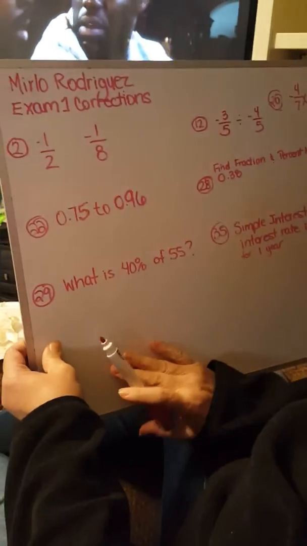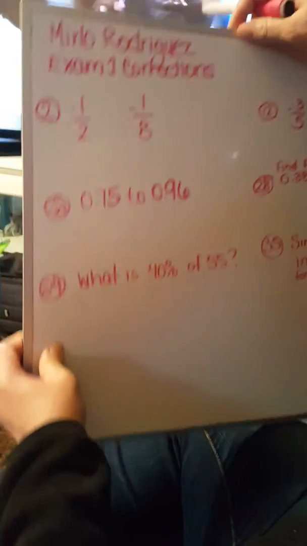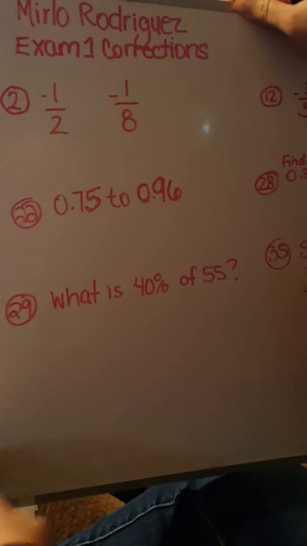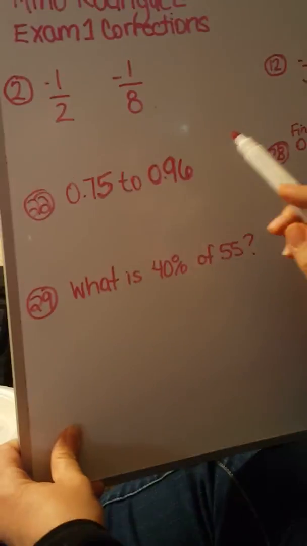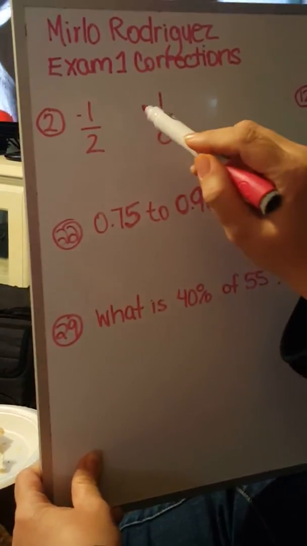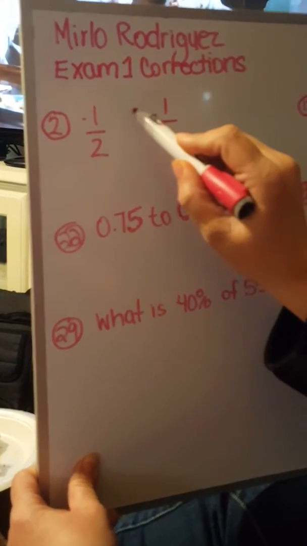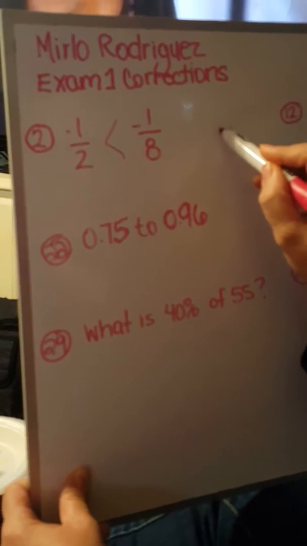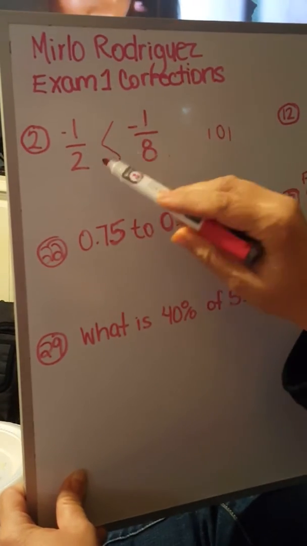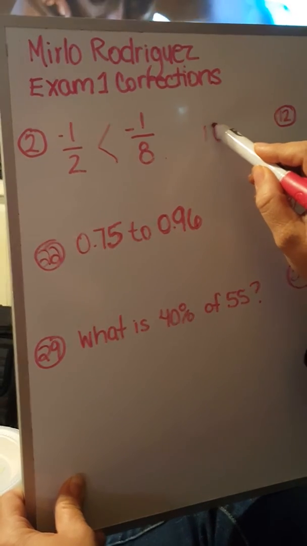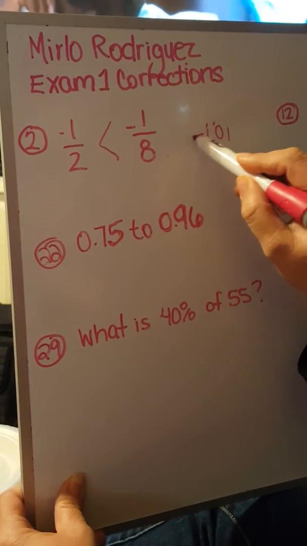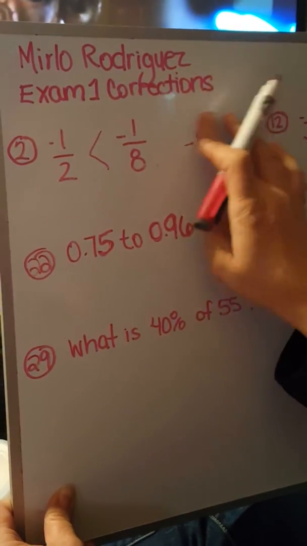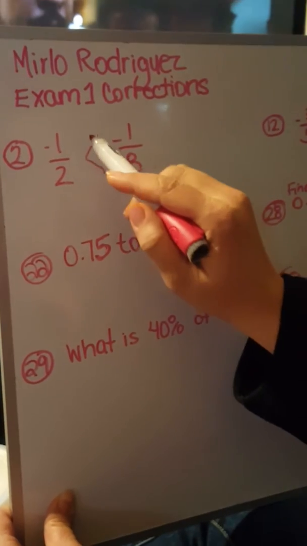So number 2, the question was which one is greater than and smaller than the other. The one that I put, which was incorrect, was not the correct sign, because if you were to do the number line here, and we go 1, this would be here, and the 1/8 would be here, closest to the positive side, making this the bigger number. Okay, so that's the answer for that.